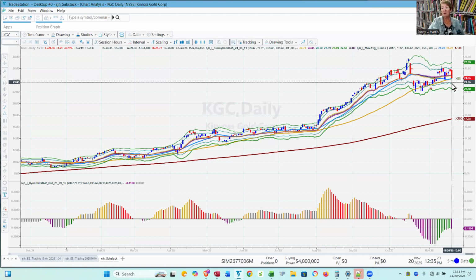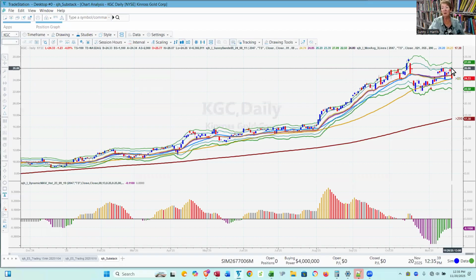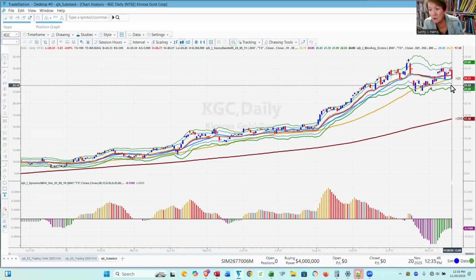So where is it going to go from there? It's going to go at least down to the lower inner band, or it could easily go to the upper inner band again. So it's going to chop between these two values, lower inner and upper inner, which is 26 to 23.